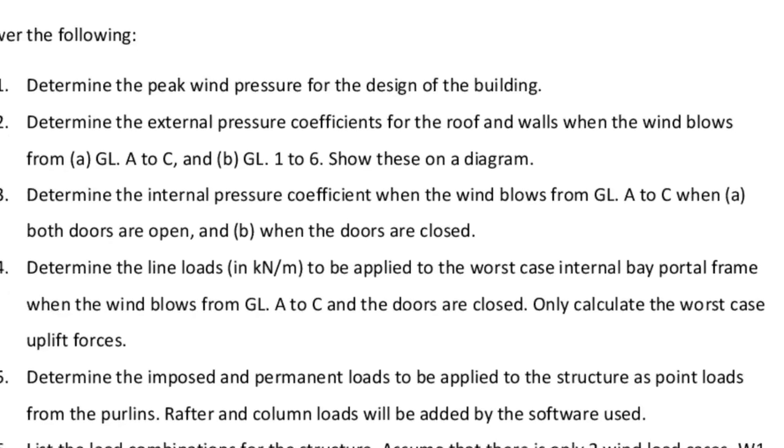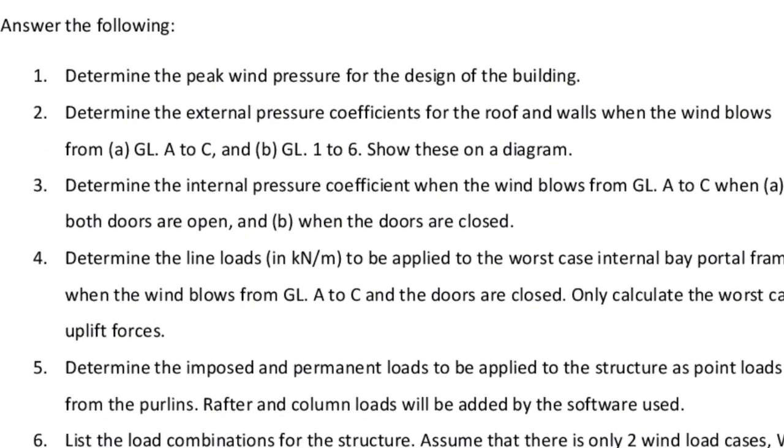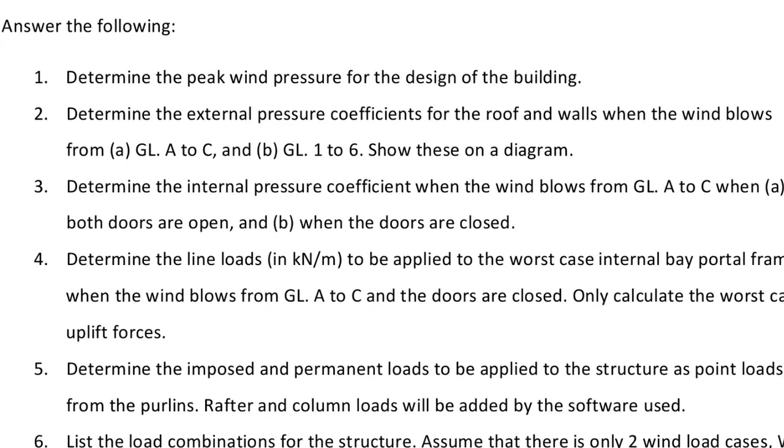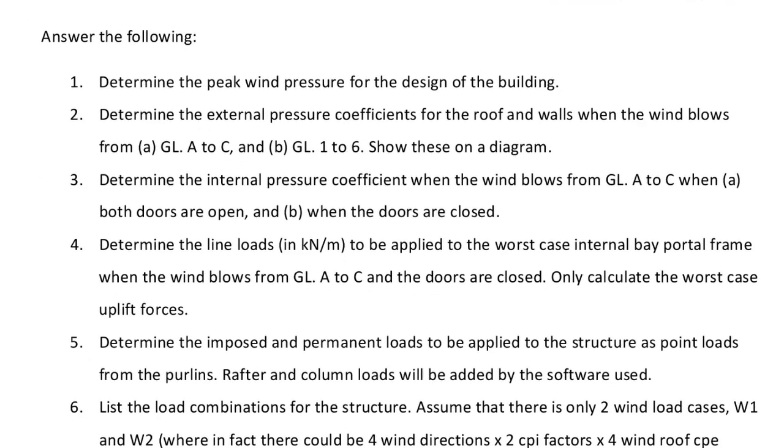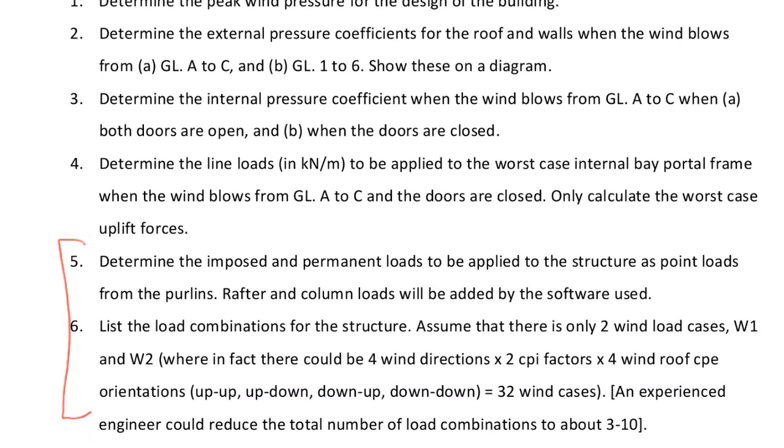So the questions are: answer the following. To determine the peak wind pressure for the design of the building, and then following that, determine the external pressure coefficients for the roof and walls when the wind blows from grid line A to C and grid line 1 to 6. And then we've got to determine internal pressure coefficients for two cases: when doors are open and doors are closed. We're going to determine line loads to be applied, and then the last ones, 5 and 6, we will go on to in the next video, where we have to determine imposed and permanent loads, and then we're going to list the load combinations.